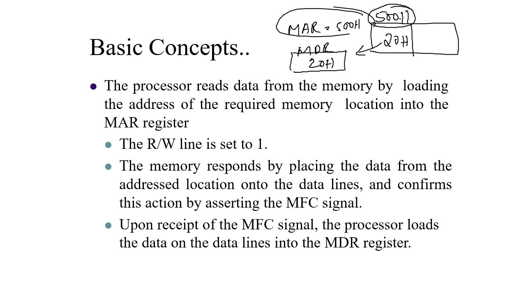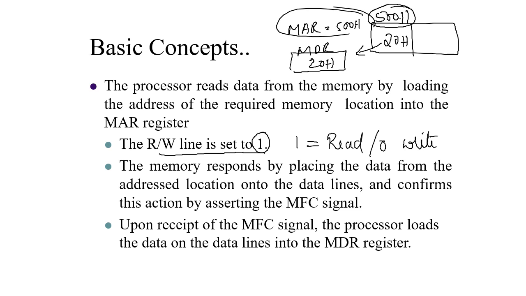So before that, the read write control signal should be set to 1. 1 indicates the processor has to read and 0 indicates the write. Write means transfer of data from processor to memory. Read means transfer of data from memory to processor.